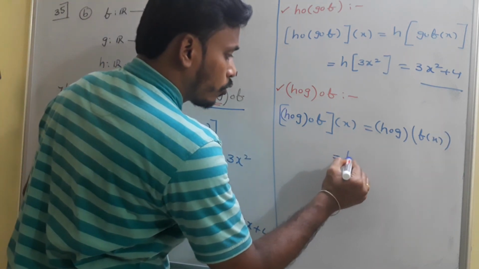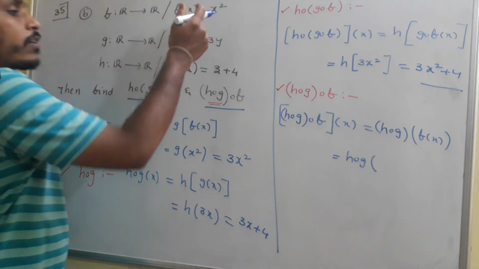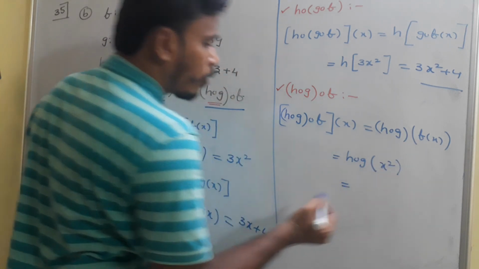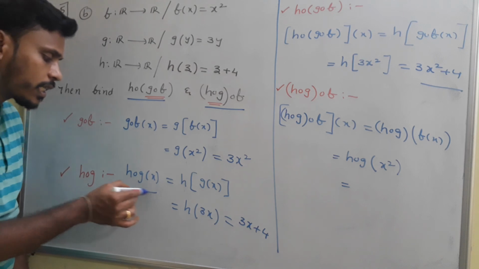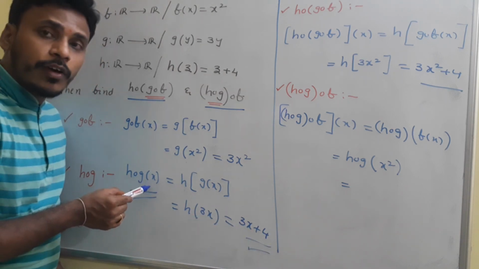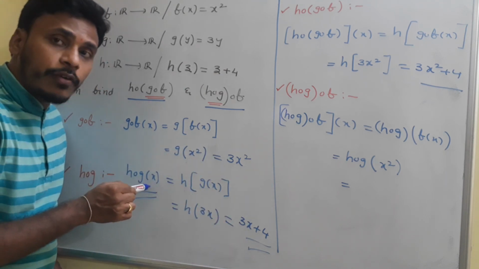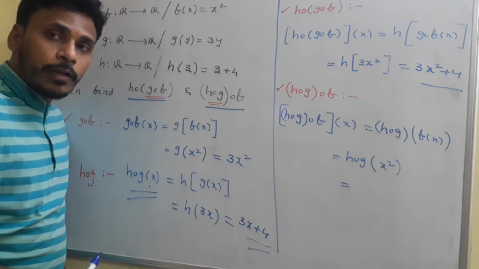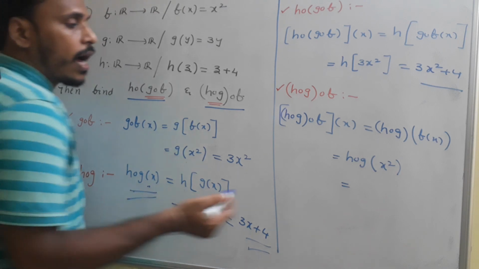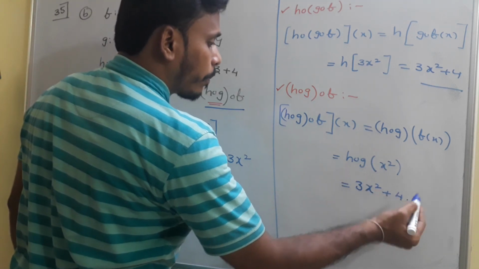So this is equal to h circle g of, what to say about f of x? f of x is x square, right? So h circle g of x square. And what to say about h circle g of x square? See, h circle g of x is 3x plus 4. If your input is x for h circle g, output is 3x plus 4. If your input is y, output is 3y plus 4. If your input is t, output is 3t plus 4. And here our input is x square, so output is 3x square plus 4.